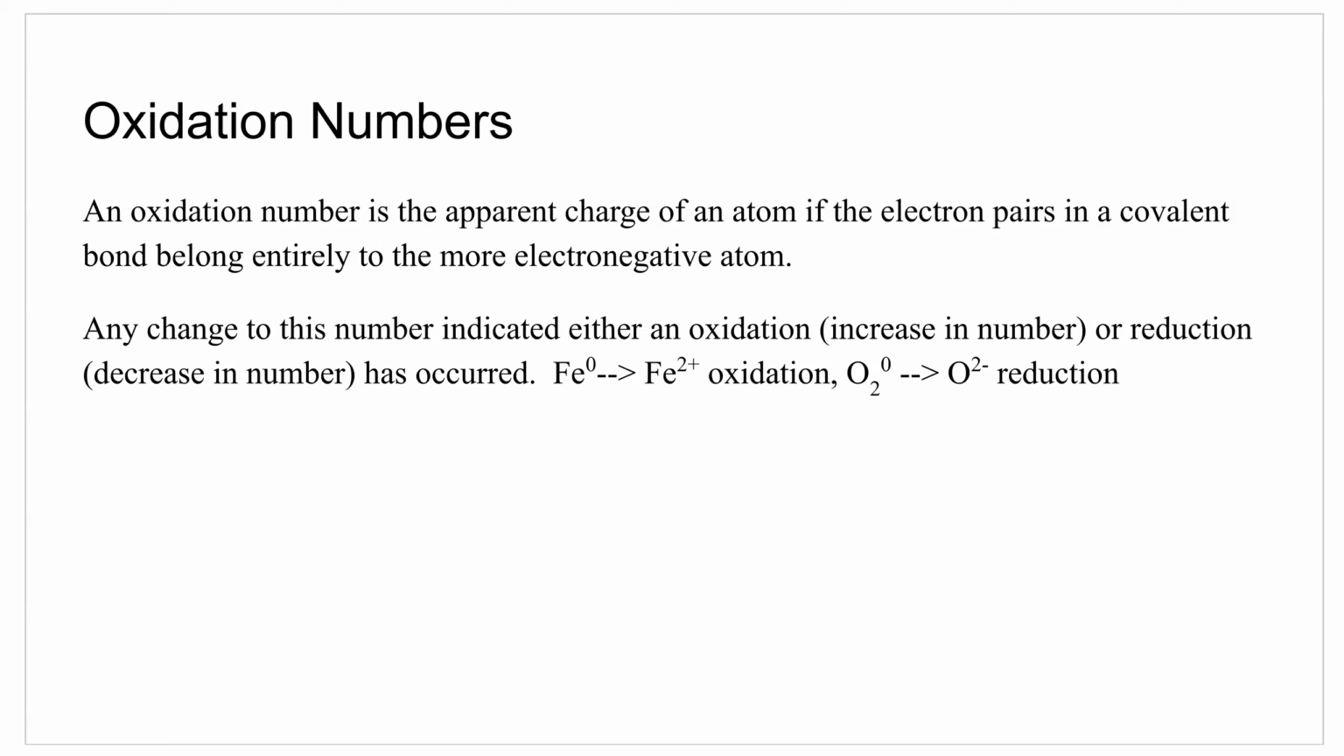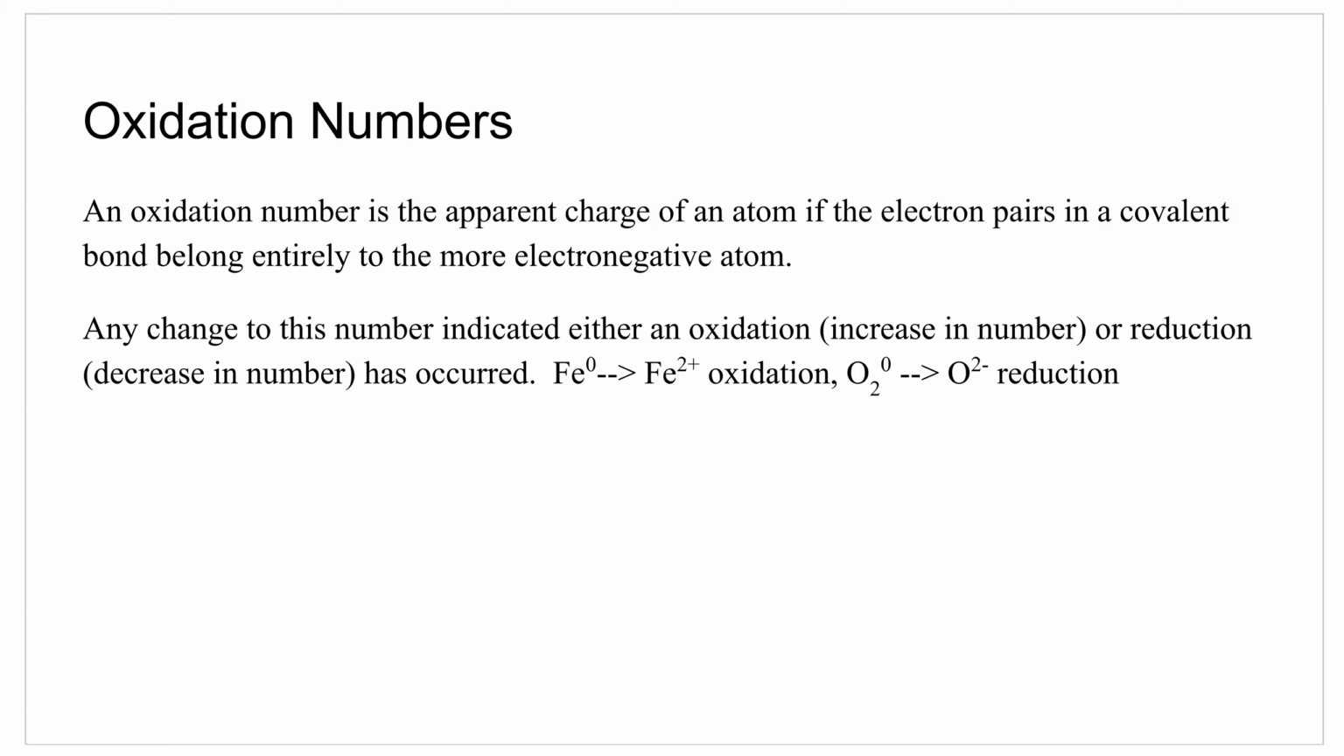Oxidation numbers are a simple way for us to determine if electrons are being moved around in a chemical equation. And if electrons are being moved around in a chemical equation, that tells us that the chemical equation is a redox reaction. An oxidation number is the apparent charge of an atom if the electron pairs in a covalent bond belonged entirely to the more electronegative atom.